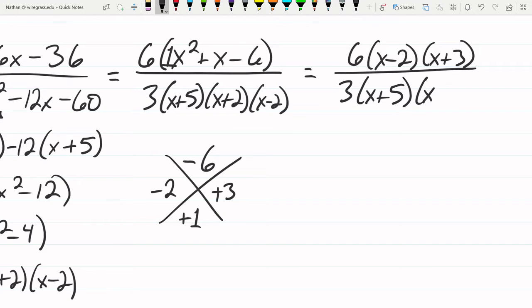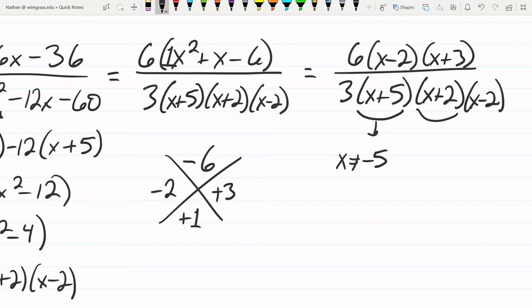So I have the numerator and the denominator factored, and we must at this point exclude the zeros from the denominator. This one right here gives us x cannot equal negative 5. This one here gives us x cannot equal negative 2. And this one here gives us that x cannot equal positive 2.